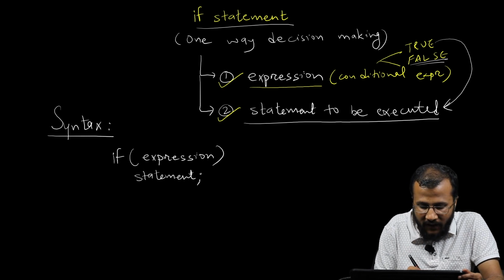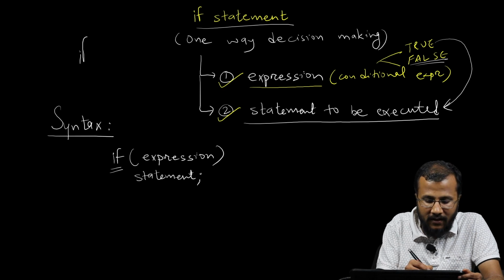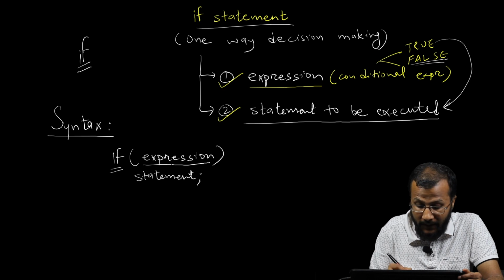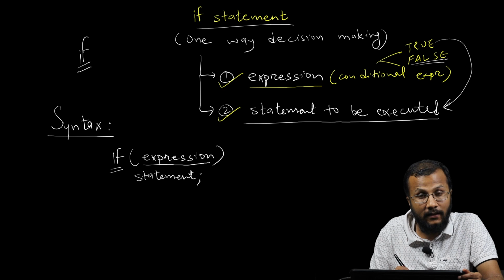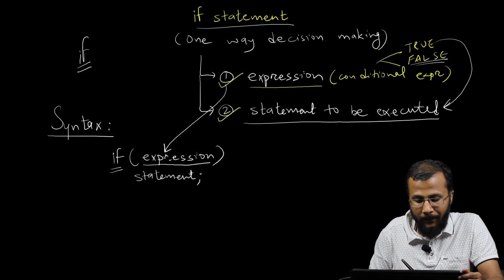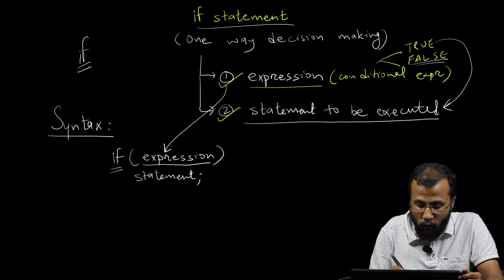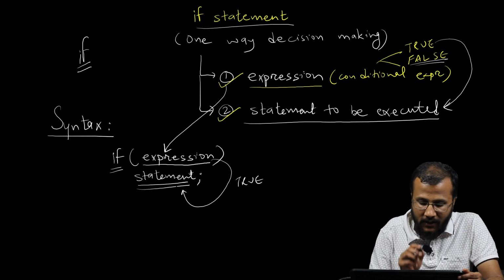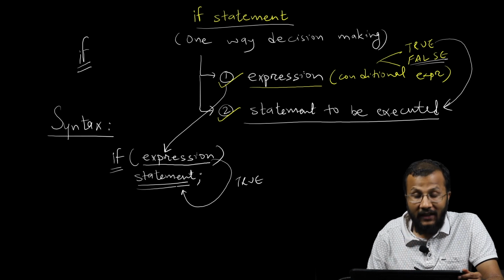So if is a reserved keyword in C. Then you have to open the parenthesis like this, and then write your expression, the conditional expression, and close the parenthesis. And you do not give a semicolon after this parenthesis. If this expression is true, you write down the statement that you want to execute. So this is the syntax for the if statement.